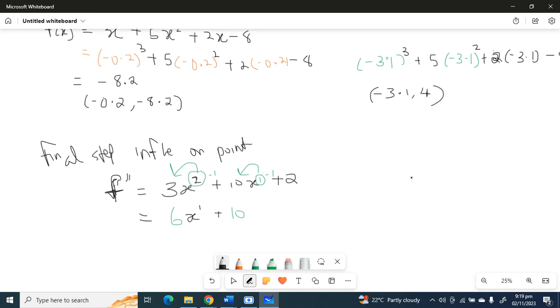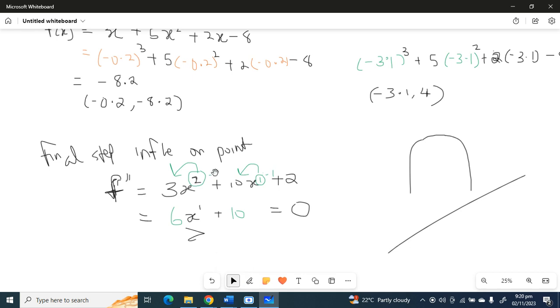So what has just happened here is the quadratic function, which was like this, has now changed into a line. If you remember from coordinate geometry, y equals mx plus c, we have the equation of a line here. So now we need to equate this to 0 so that we find our x coordinate of the inflection point. Did any of you get 6x plus 10?